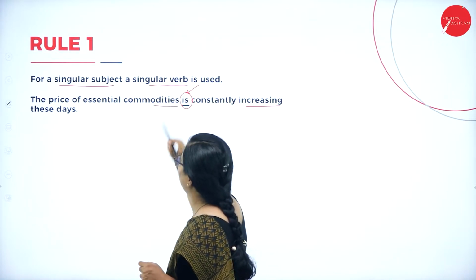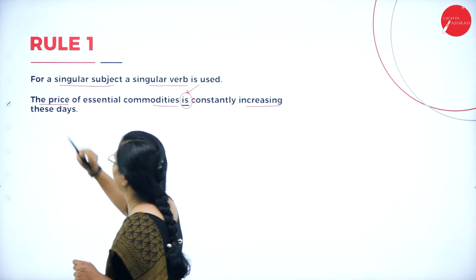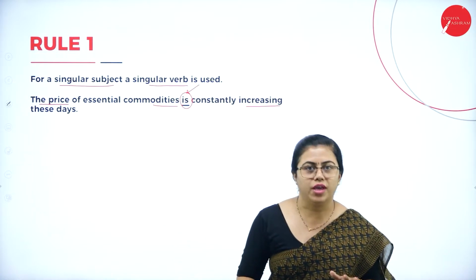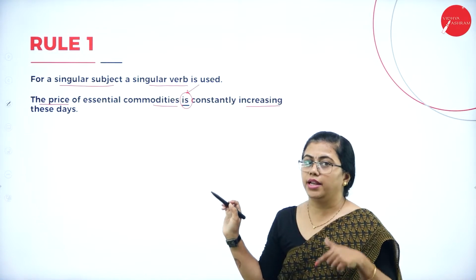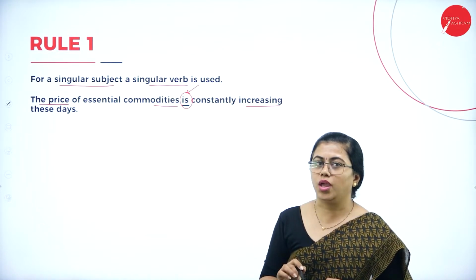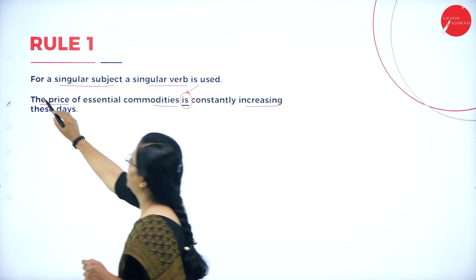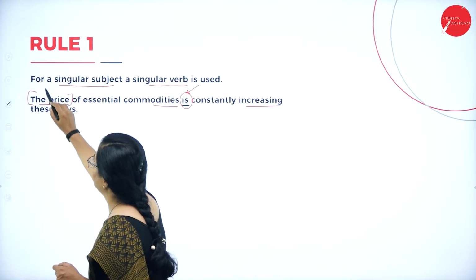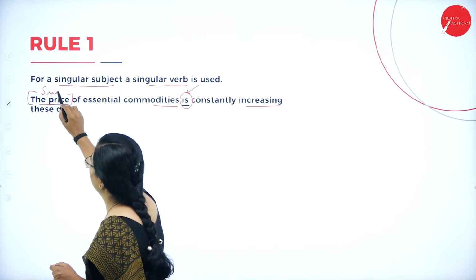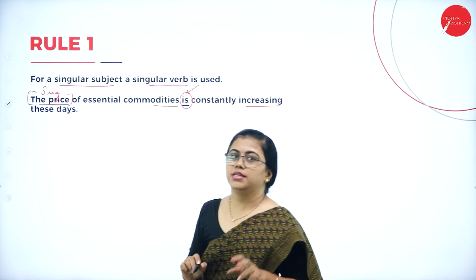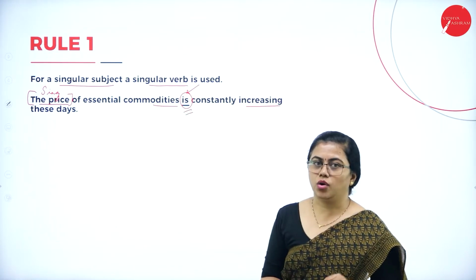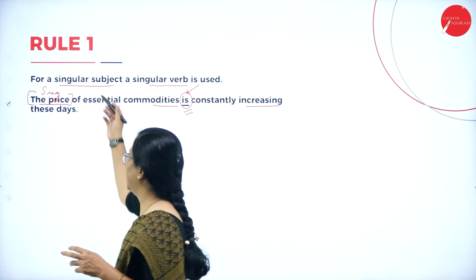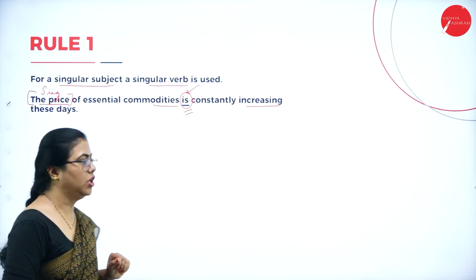Am I talking about commodities or am I talking about the price? That you should be very clear. Okay, had I written the commodities, then it should have been are increasing. Okay, I am talking about only the price. So it is the singular subject. Then obviously this will be is. Okay, as I said here, singular subject will take a singular verb.